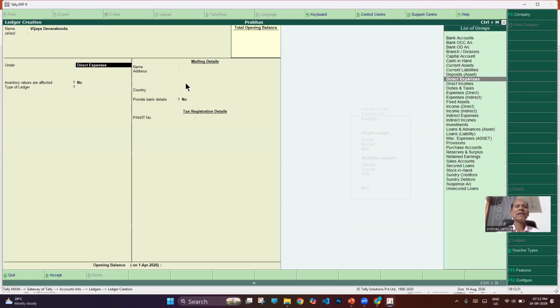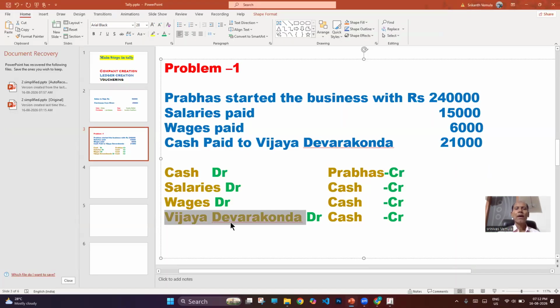Yes, yes. Is he a debtor or a creditor? We have to analyze. See this: cash paid to Vijaya Devarakonda. We have paid to Vijaya Devarakonda.